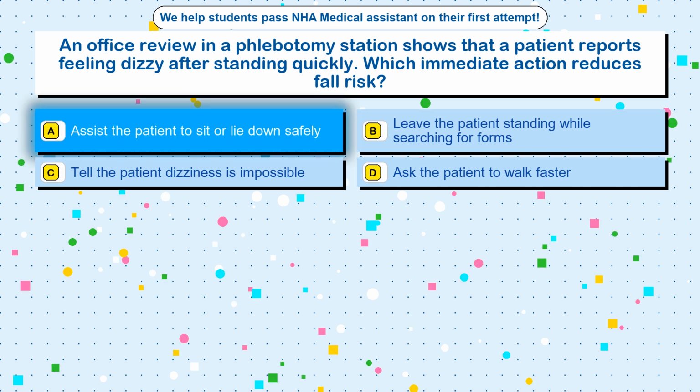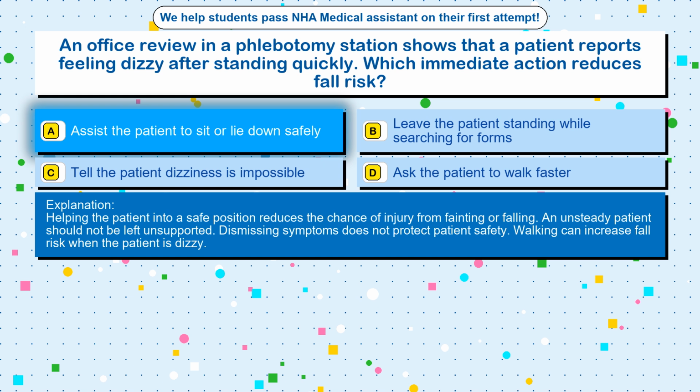The correct answer is option A. Assist the patient to sit or lie down safely. Helping the patient into a safe position reduces the chance of injury from fainting or falling. An unsteady patient should not be left unsupported. Dismissing symptoms does not protect patient safety. Walking can increase fall risk when the patient is dizzy.